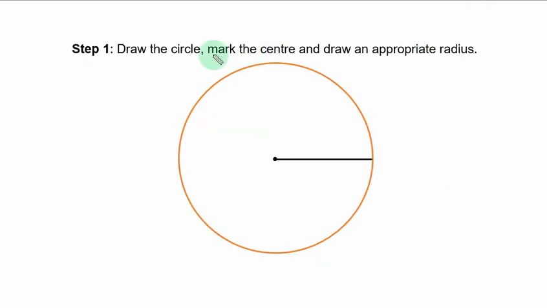Secondly, draw a pie chart by following the steps outlined above. Step 1, draw the circle, mark the center, and draw an appropriate radius. So this is the center of the circle. From this center, you draw any line to the circumference. Remember, it can be horizontal or vertical. This is the first step in drawing a pie chart.